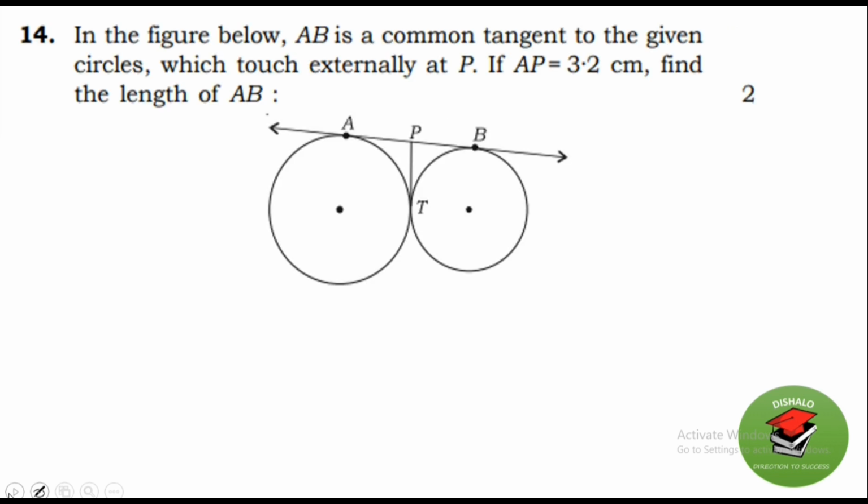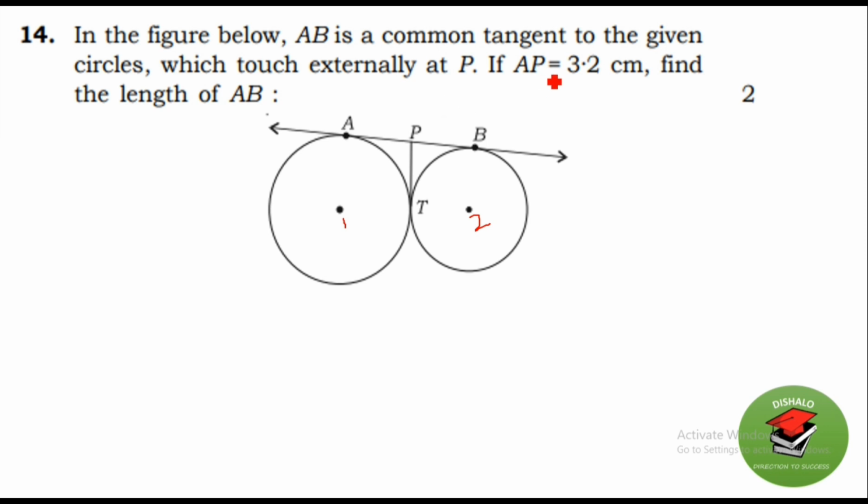So next question number 14, which is from the circle chapter. In the figure below, AB is a common tangent to the given circle. So this tangent AB is common to both the circles. Suppose this is circle 1 and circle 2. So this is common to both the circles which touch externally at P.